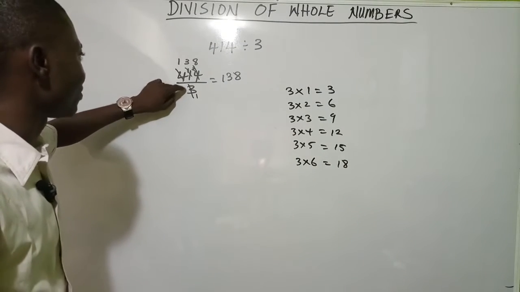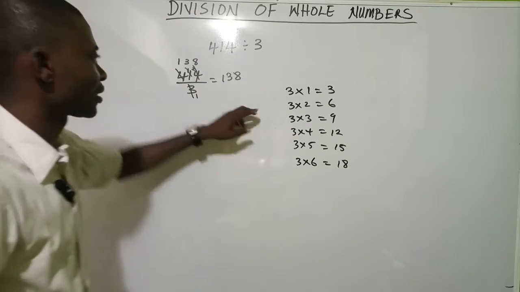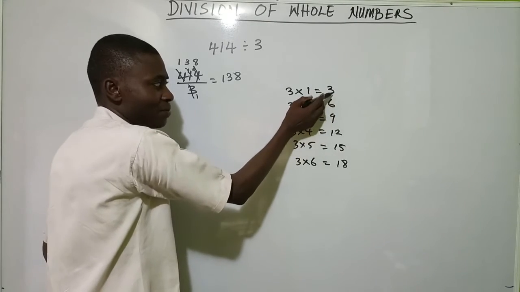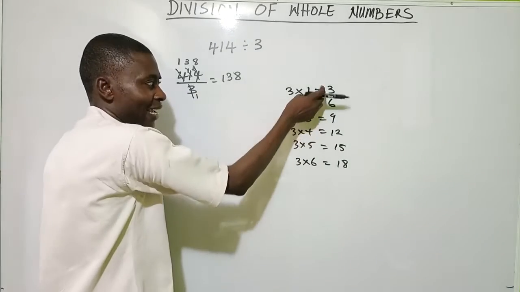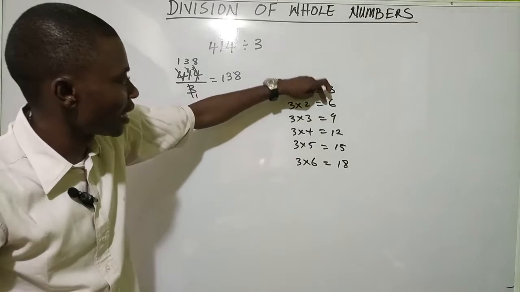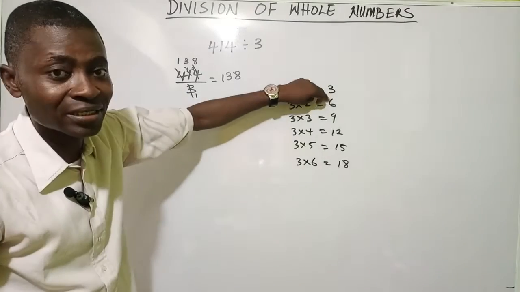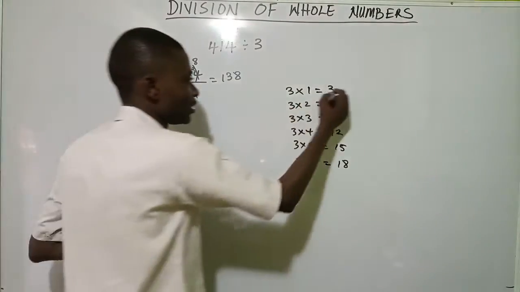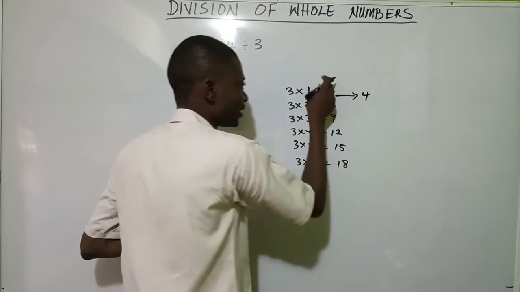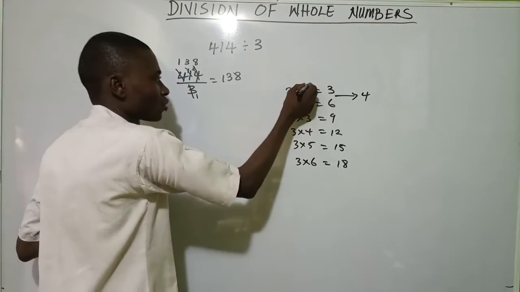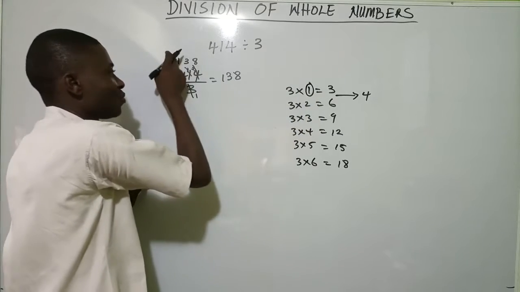Based on the question we ask, how many 3 do you have in 4? If you look at all these numbers you are seeing here, 4 falls in between 3 and 6. So that is how I know that I have just 1. That is why we are seeing 1 here.